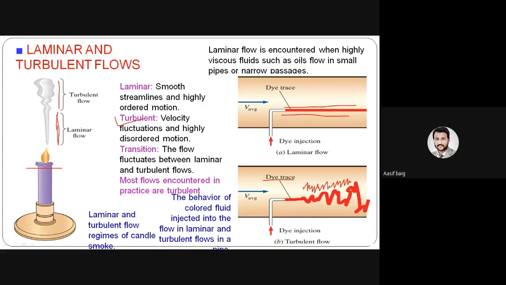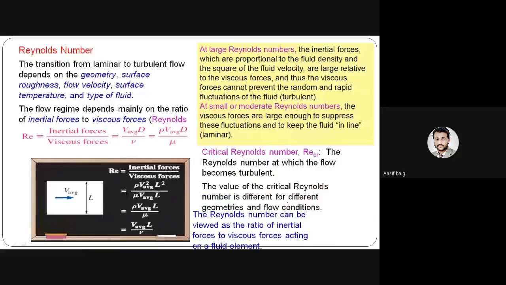So the laminar and the turbulent flow regimes of the candle smoke, here we can differentiate these two types of flow, and from the dye we can also differentiate these two types of flow from the behavior of the dye trace. So this is the behavior of colored fluid injected into the flow in laminar and turbulent flow in a pipe. So this is the theoretical part of the laminar and the turbulent flow.